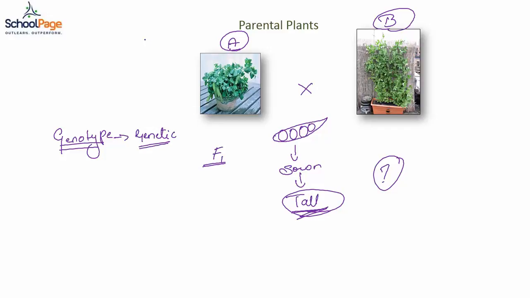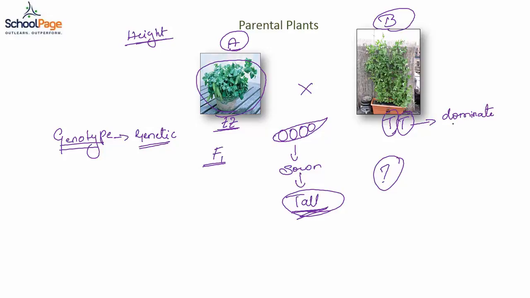Recall that every trait, for example height here, is represented by a pair of alleles or genes, one obtained from the mother and the one obtained from the father. So even plant A has parents from whom it got two genes, T and T. Plant B also has parents, which have given it the two genes T and T, the two genes for tallness.